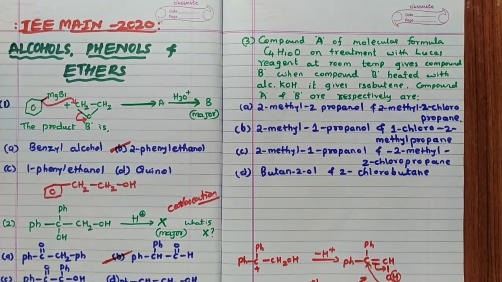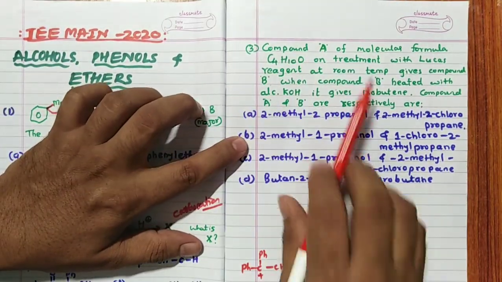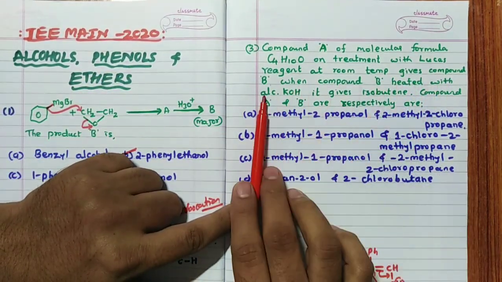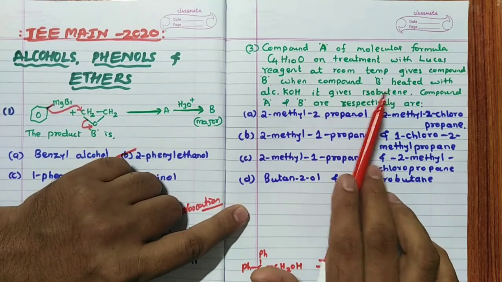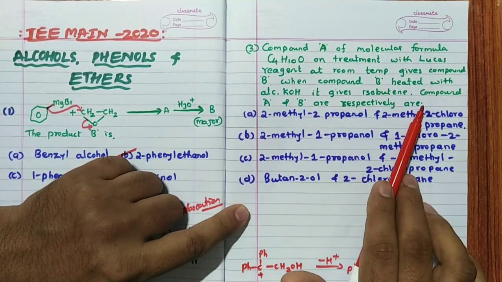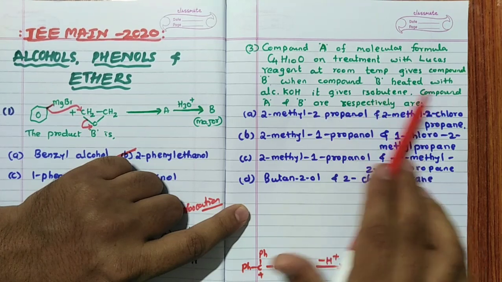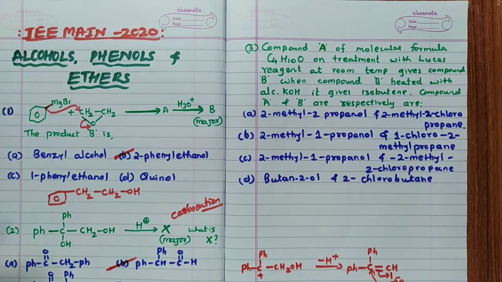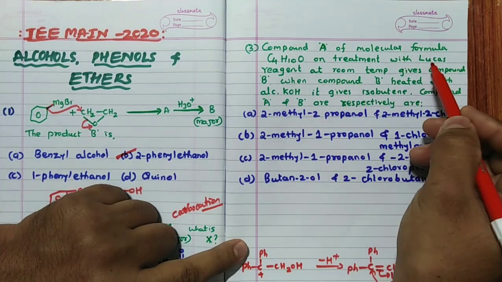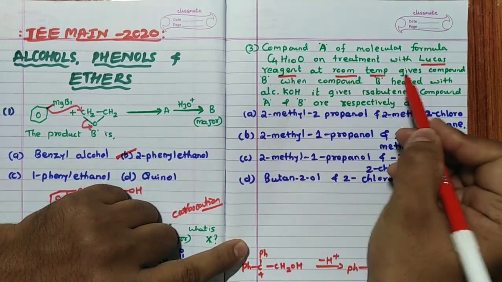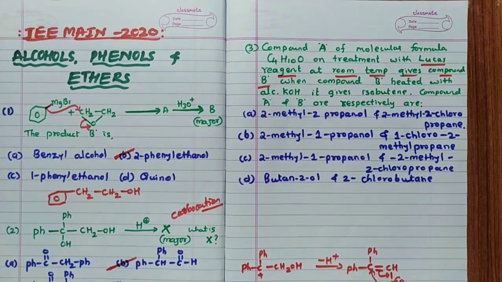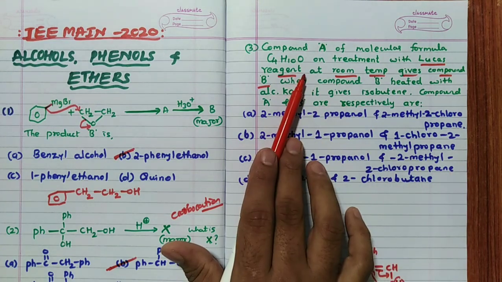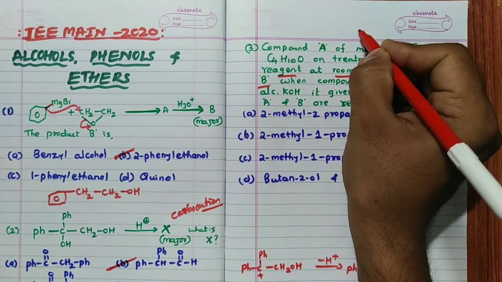Then the next question: compound A, molecular formula C4H10O, on treatment with Lucas reagent at room temperature gives compound B. When compound B is heated with alcoholic KOH, it gives isobutene. Compound A and B are respectively. They are not asking for the isobutene structure, they are asking for compounds A and B. One hint is given that you have to use. With Lucas reagent at room temperature forming a precipitate, turbidity occurs at room temperature. That should be a tertiary alcohol.